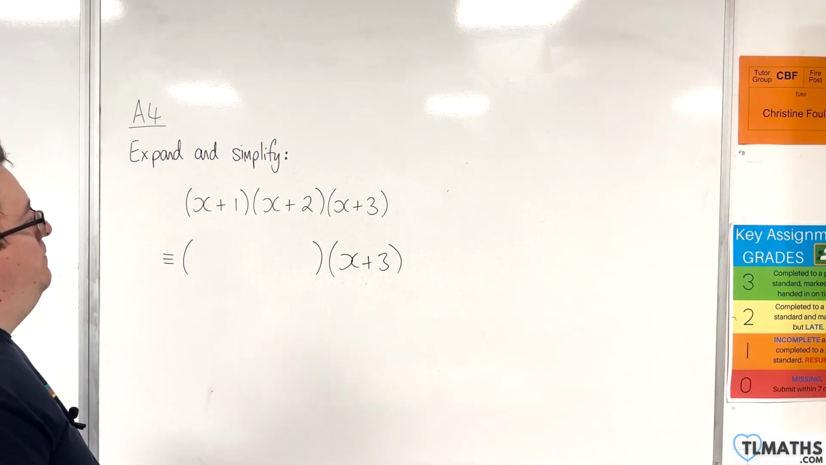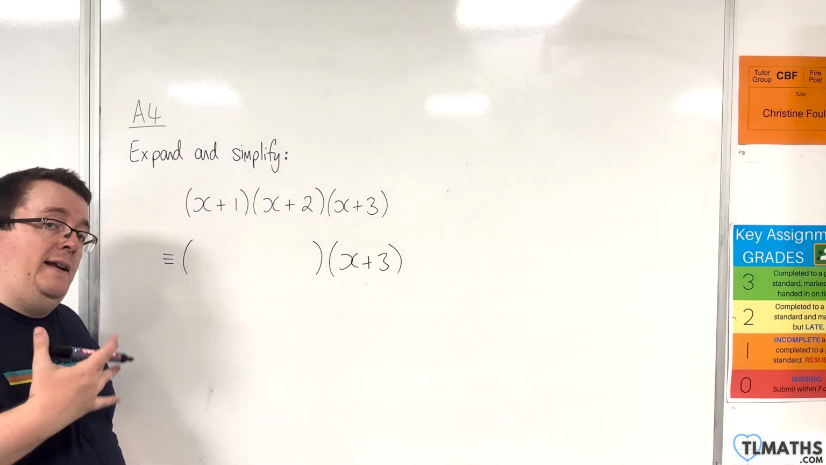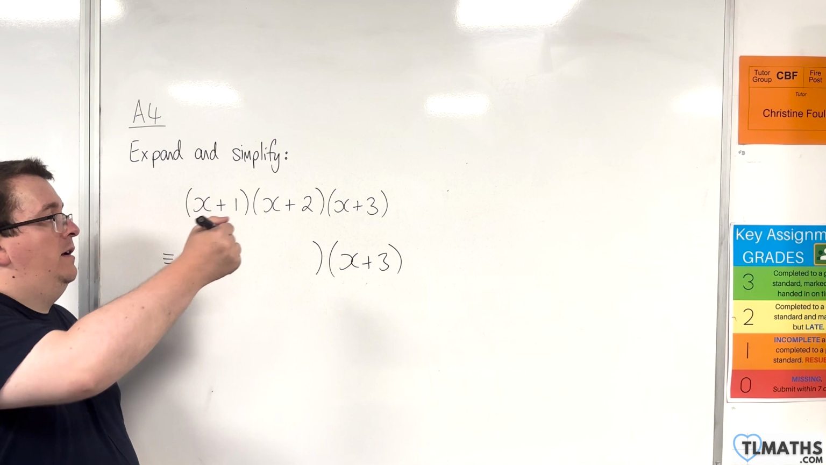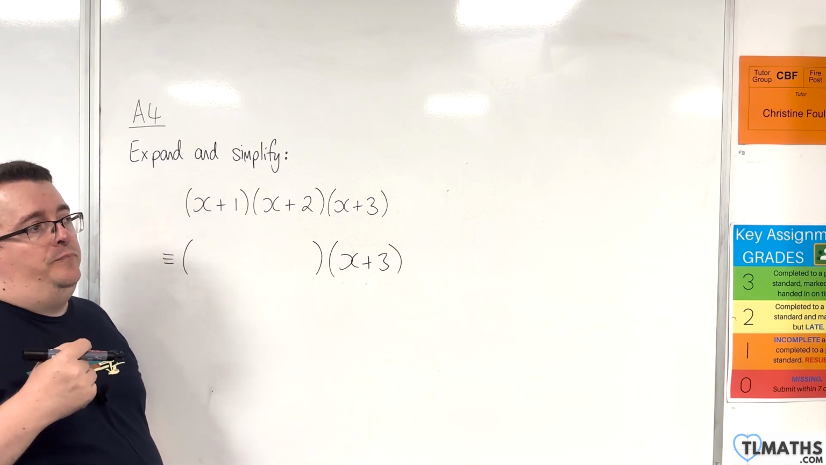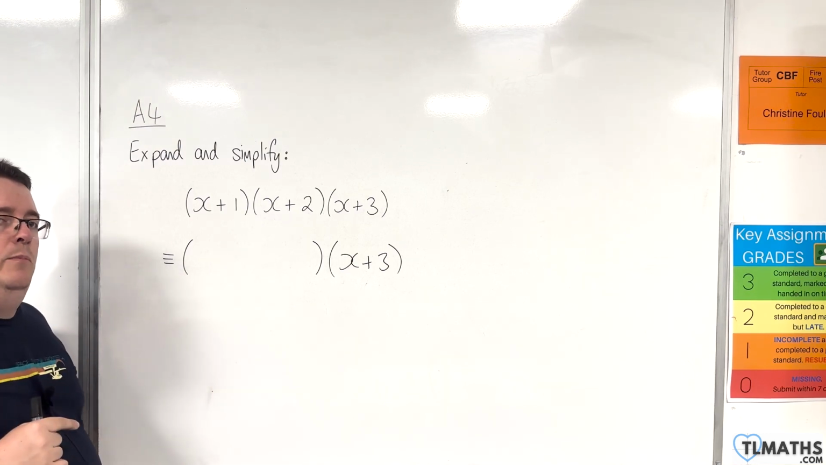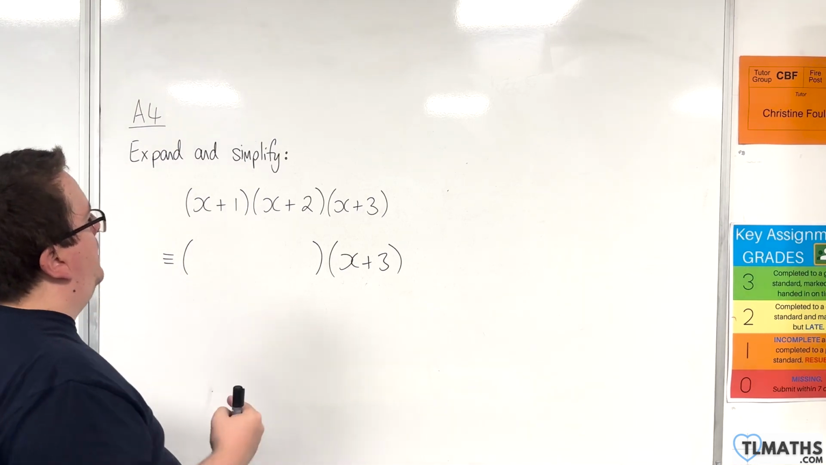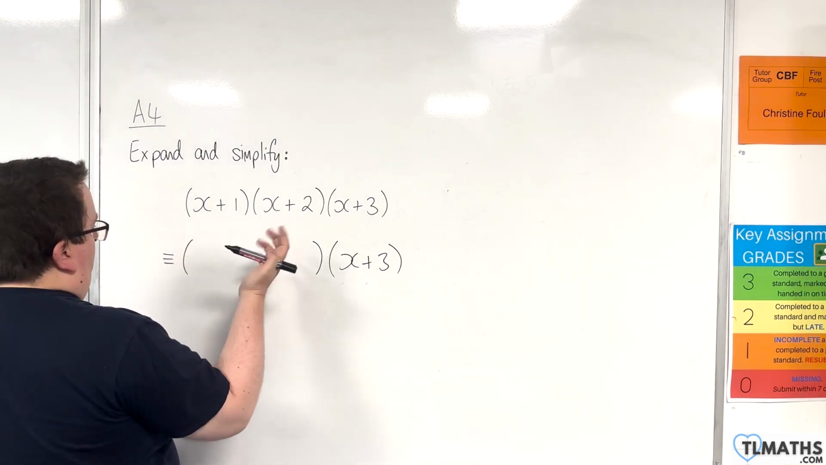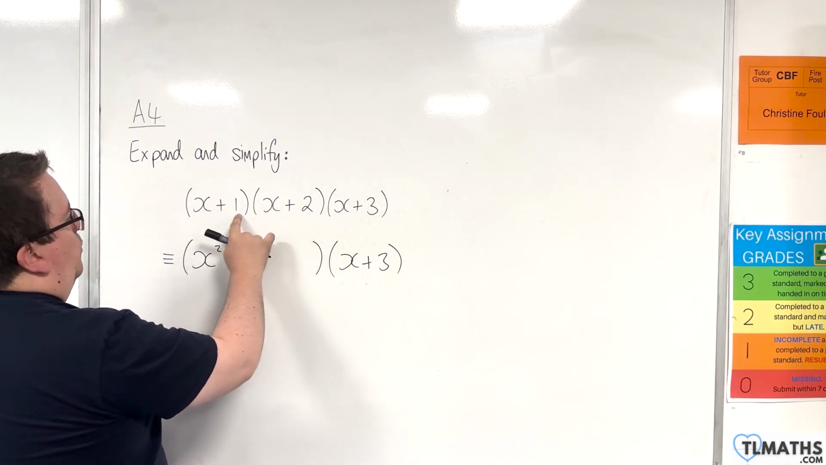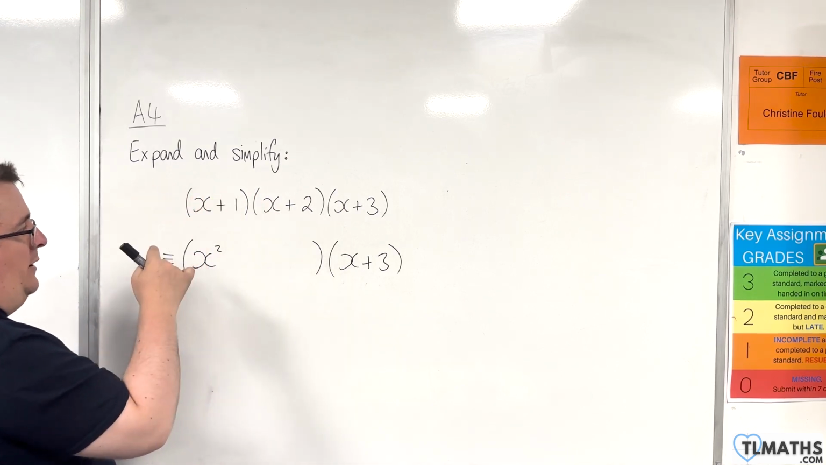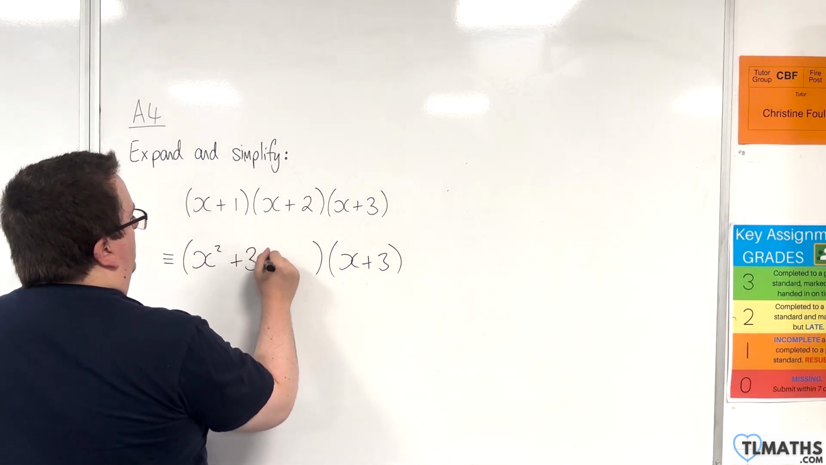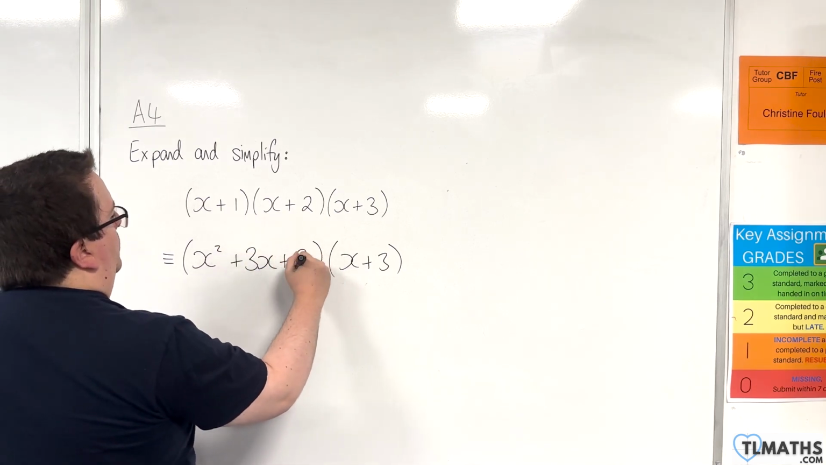Now at this stage, I would want to be able to expand this without having to worry about drawing lines on it, and go, right, this one multiplies with this one multiplies with this one. Should be able to do that with enough practice in my head now. So x times x, x squared. Then I'm going to have the x times the 2 and the 1 times the x. So I'm going to get a 2x and an x, which makes 3x. And then 1 times 2 is 2.